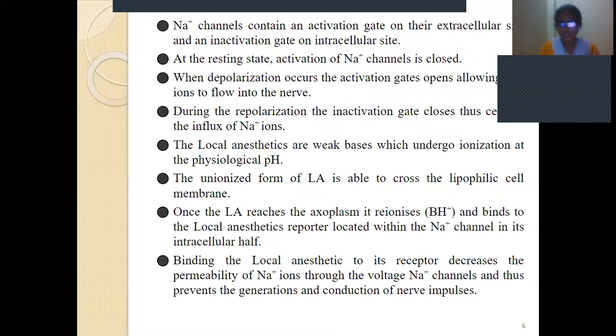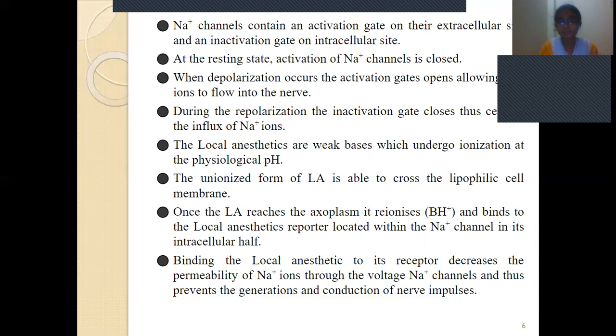So the local anesthetics are weak bases, so they undergo ionization at physiological pH. The unionized form of the local anesthetics is able to cross the lipophilic cell membrane. Once it reaches the axoplasm, it will bind to the local anesthetic receptor, which is located within the sodium channel in its intracellular half.